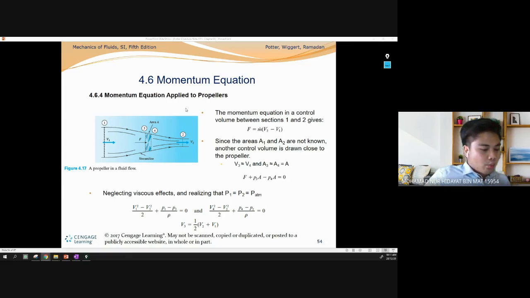Okay, now we move on to the deflector. Sorry, we move from deflector to propeller. So what do you understand about propeller? Can you comment there? What do you understand about propeller? What is the function of propeller?